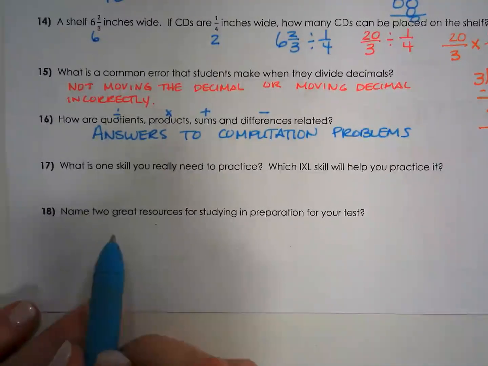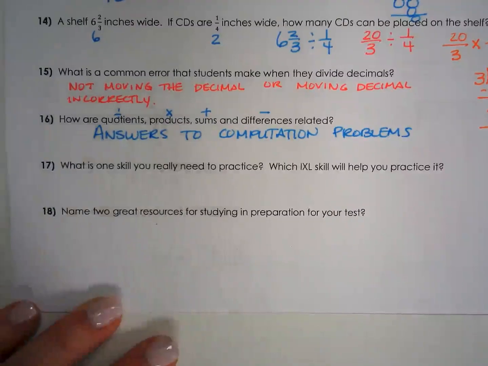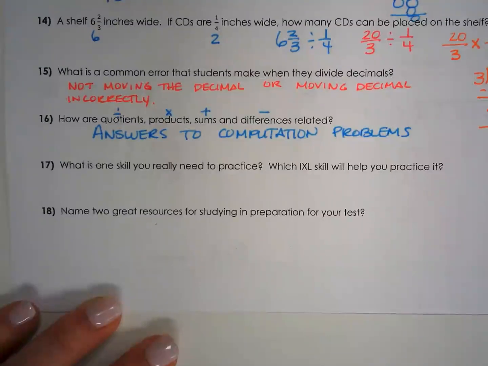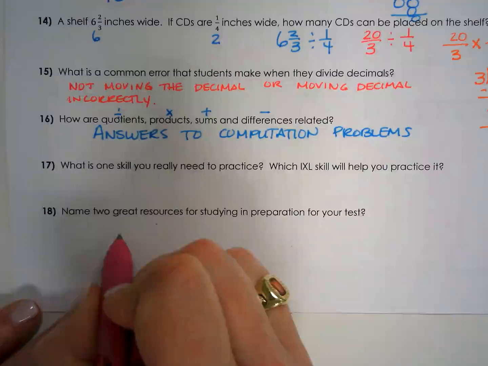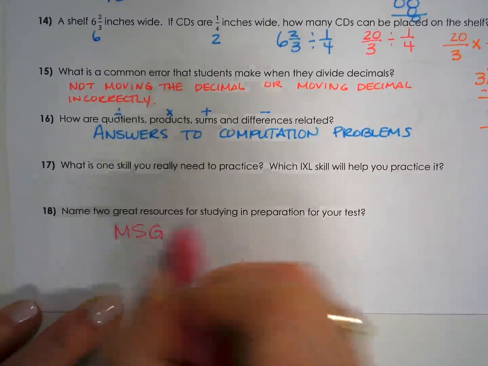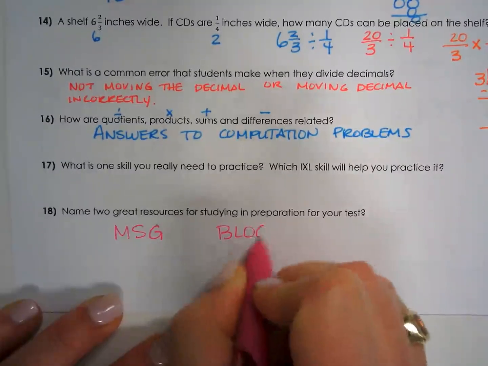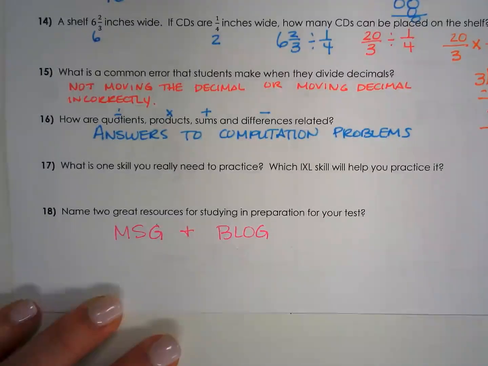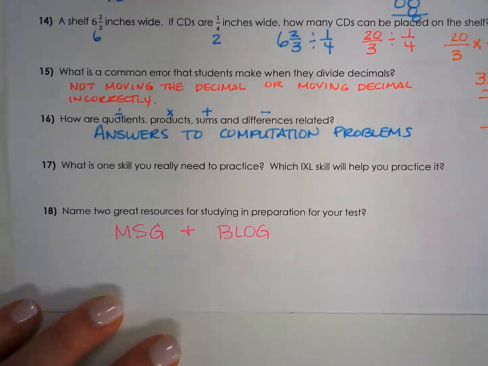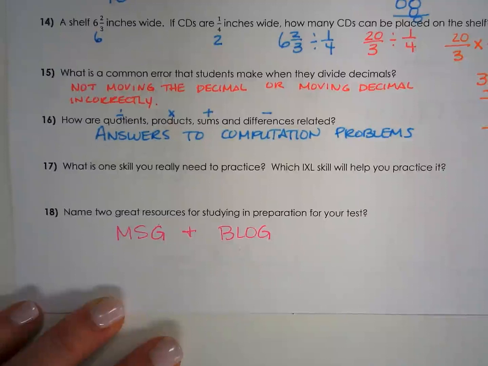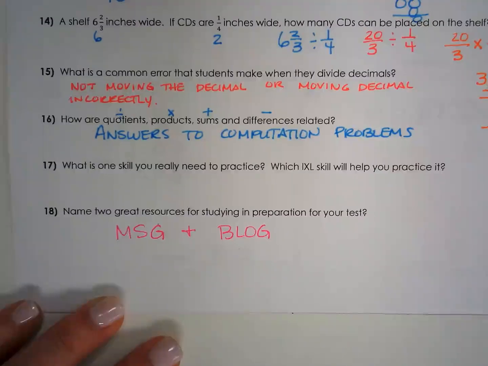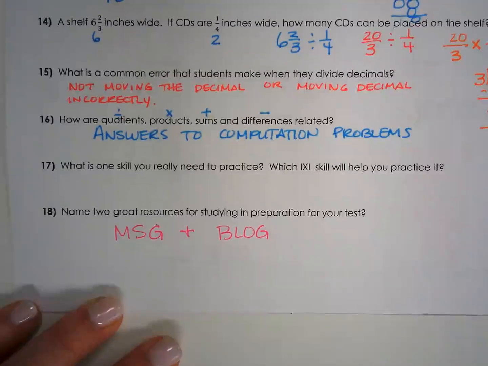And question number 18, name 2 great resources for studying in preparation for your test. Everybody better know that you can find information in your MSG and on the blog. Those are your 2 greatest resources for studying for your test, including this study guide. This study guide is almost identical to your test on Friday, but the numbers have been changed. So if you use this, your MSG, and your blog, you should be ready to go.